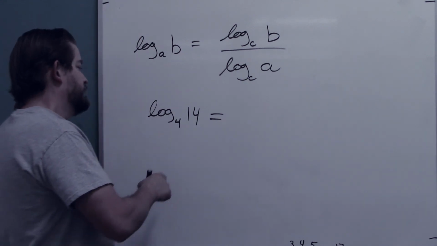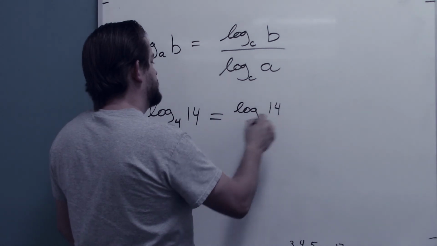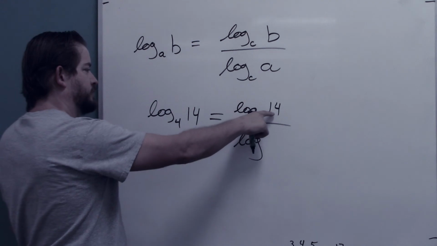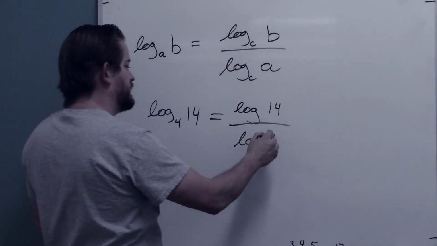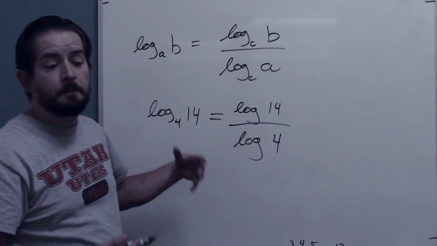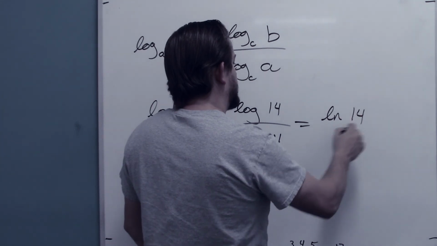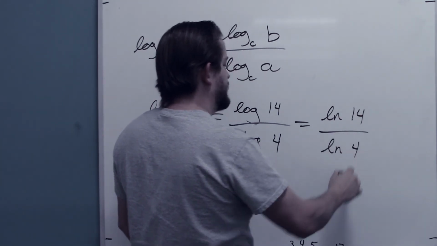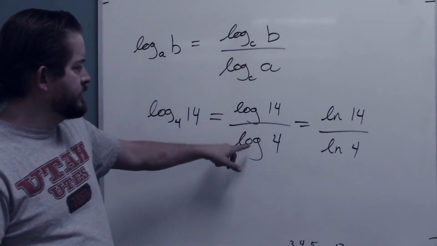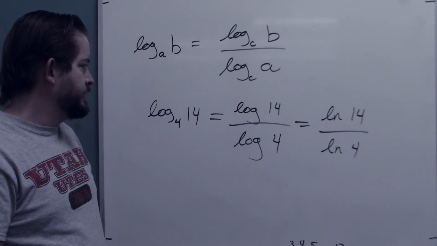I'm going to rewrite this as log, and I can choose log base 10, so it's log base 10 in both the numerator and the denominator. The 14 goes with my numerator, the base goes into the denominator, so it's just the log of 14 divided by the log of 4. If you don't like the log, you could have chosen the natural log. Try this, do them both, they're going to be the same value, right? Whatever log base you choose here, you just choose for the bottom, and that should get you your answer.